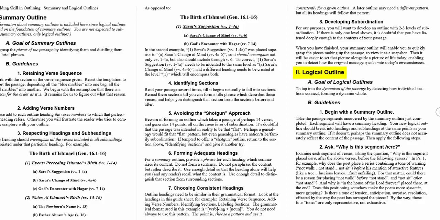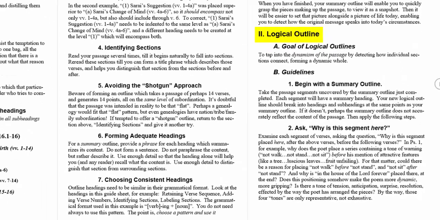Now let's shift in column 3 to Roman numeral 2, logical outline. In contrast to the goal of summary outlines, our objective here is to, as it says, tap into the dynamism of the passage. Sometimes this skill is known as concept mapping. We are engaging a sophisticated mental skill in distilling the content into concepts and then mapping them, not just naming them out in static fashion, but showing how they hook together and move.